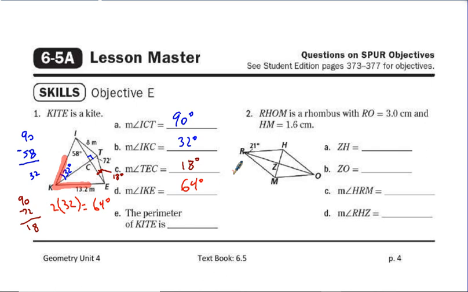The next question is now talking about side lengths and not the perimeter anymore. And so we'll take a look and see that side IT is 8 meters, which means that side TE is 8 meters as well. Side KE is 13.2 meters, and so side KI is 13.2 meters as well. We're going to add 13.2 plus 13.2 plus 8 plus 8 and get the perimeter of 42.4 meters.